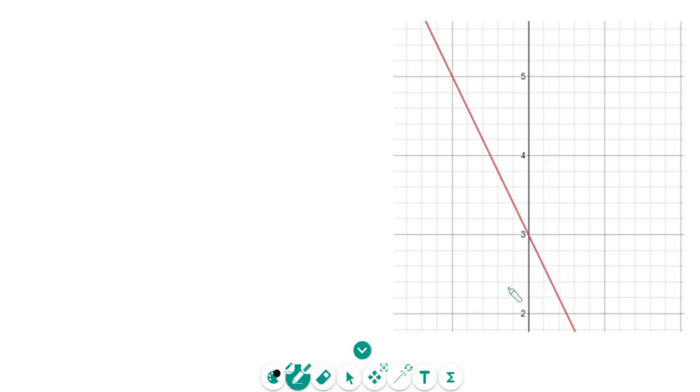I hope you gave that a shot. Now let's go over this. We write down the equation y equals mx plus b. It hits the y-axis right here at 3. So we have y equals mx plus 3. It's a positive 3, so it's plus 3. Now we need to find the slope. Rise over run. 1, 2. Went up 2.